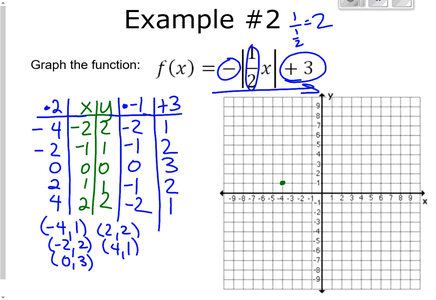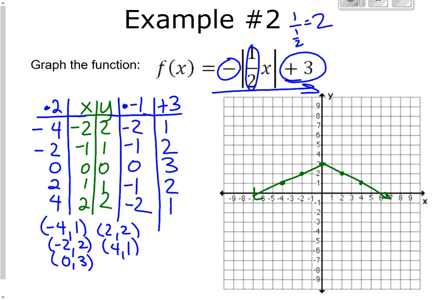-4, 1, -2, 2, 0 and 3, 2 and 2, and 4 and 1. And look at this. Isn't this pretty? So we have reflected it in our x-axis, which is why it opens down. We've horizontally stretched it out. So if you want to think about it kind of like grabbing the absolute value on either side and stretching it out across your x-axis, that's what we've done. And then we moved it up 3.